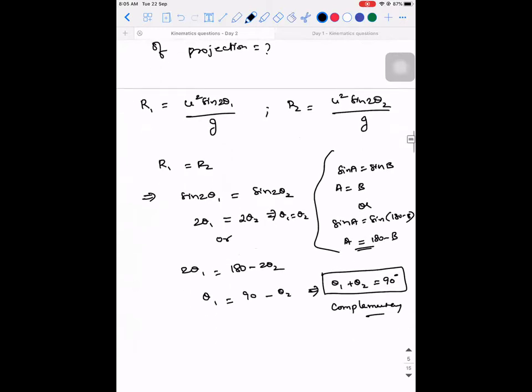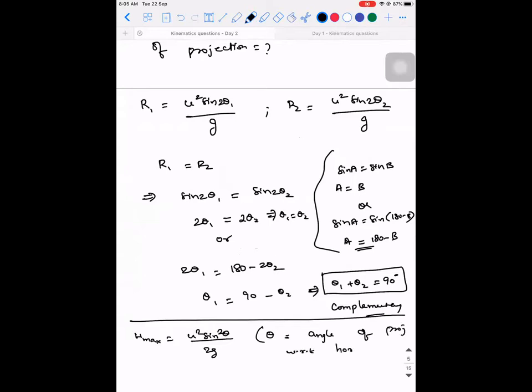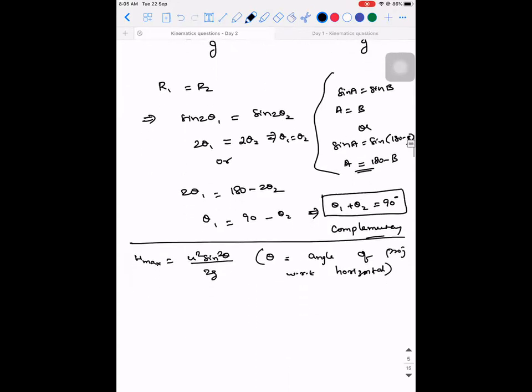So before we start solving the problems, write down the summary of all the formulae. H max is u square sine square theta divided by 2g, where theta is the angle of projection with respect to what? Horizontal, because in the question sometimes they will twist and ask vertical also. That time you should not apply this formula. Rather, you should apply 90 minus theta. Be careful with that. Similarly, range is u square sine 2 theta divided by g. Time of flight is 2u sine theta divided by g.